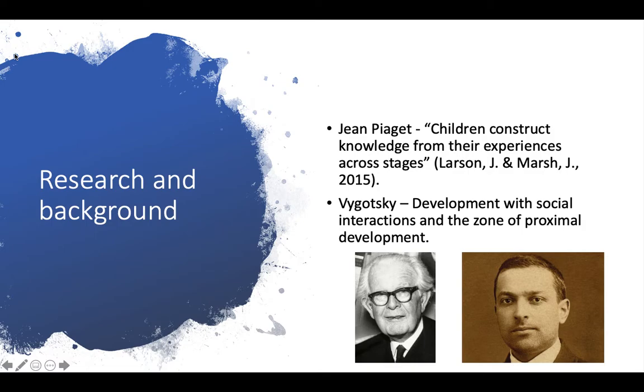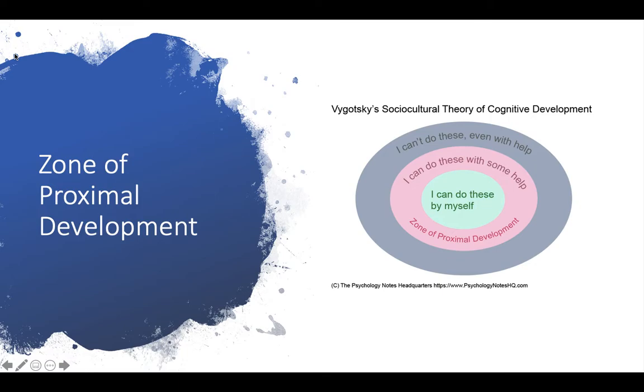Vygotsky, on the other hand, recognized that social interactions were the reason that knowledge was acquired, and he addressed this through the zone of proximal development, or ZPD for short. In this stage, a child can learn with the help of an expert, such as a teacher, a parent, or a community member, until they can do the skill themselves.